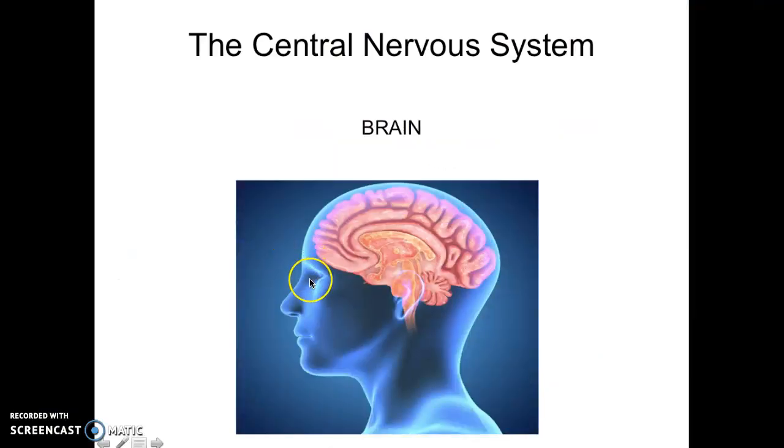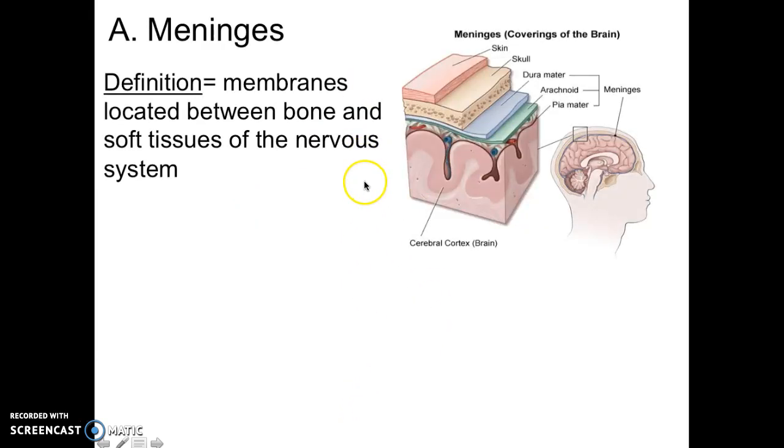We will be learning about the central nervous system, and as you guys remember, the central nervous system is made up of the brain and spinal cord. So this time we'll just be talking about the brain. So we're going to start superficial and work our way inward.